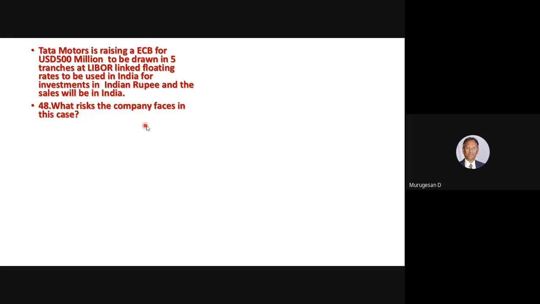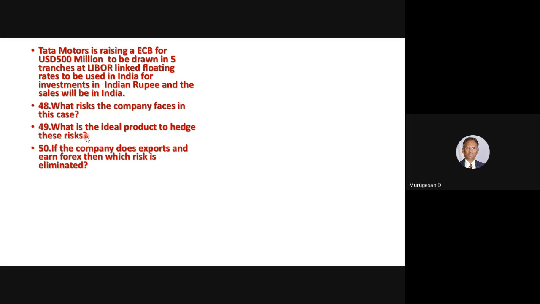And what risk does the company face? Okay. Question number 2. What is the ideal product to hedge this risk? You see, situation 1, but it's a risk. Raising an ECB is a risk. And the bank has to now sell a risk management product to the corporate.